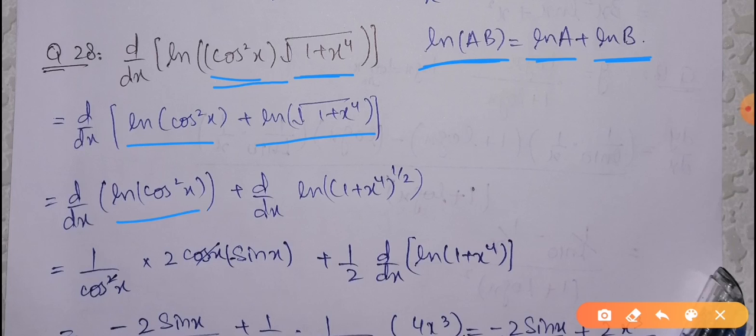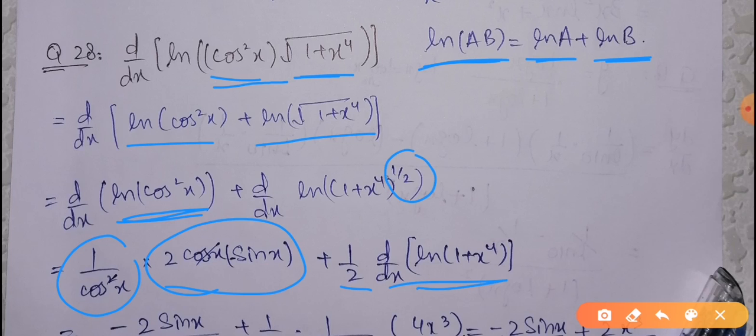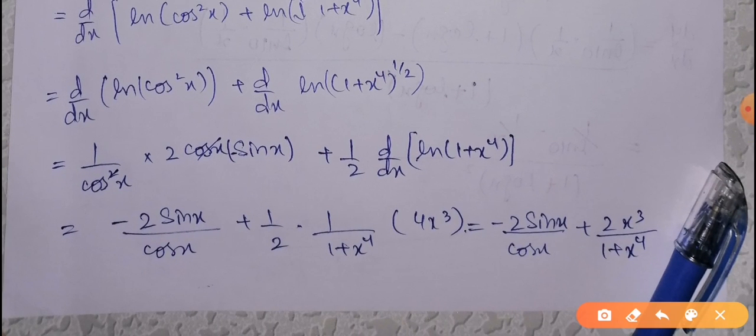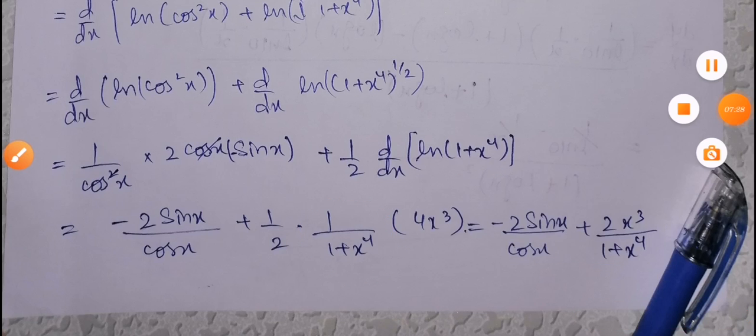So the derivative of ln cos squared x is 1 over cos squared x into the derivative of cos squared x, plus 1 by 2, using the property that the power comes in the coefficient, and the derivative of ln of 1 plus x raised to the power 4. Now the derivative of 1 plus x raised to the power 4 is 1 over 1 plus x raised to the power 4 into the derivative, that is 4x cubed. So here is the simplified form of the derivative.